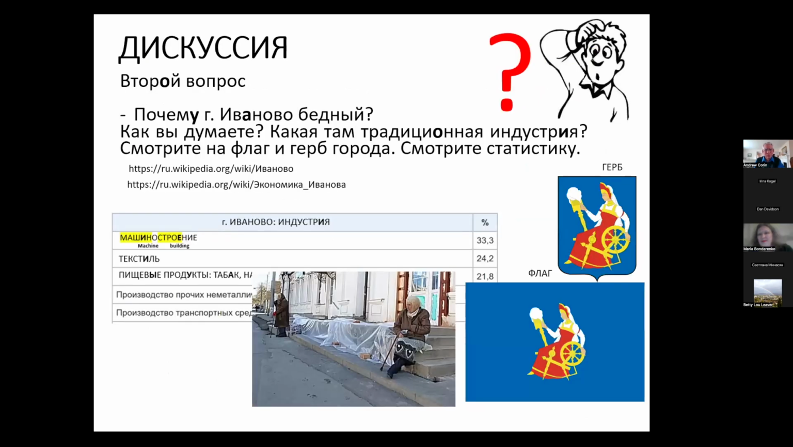region, exploration about Ivanovo city. Почему Иваново бедный? Какая там традиционная индустрия? And suggesting to explore a Wikipedia article about Ivanovo city, providing their герб and flag: это машиностроение, not текстильная индустрия, это индустрия номер один в городе Иваново. What I'm telling now is the expected answer from learners.